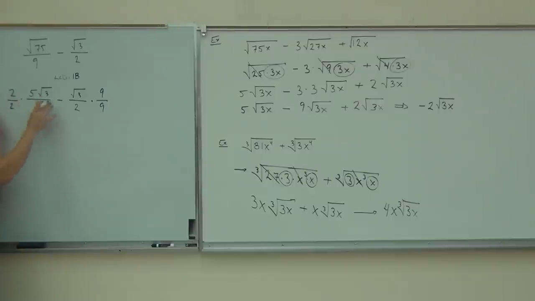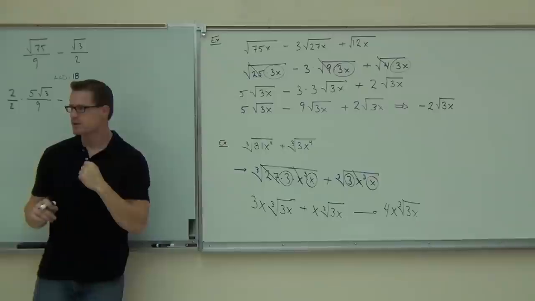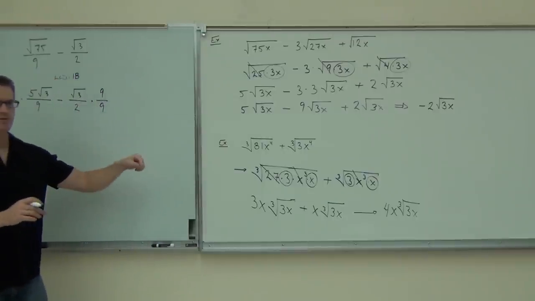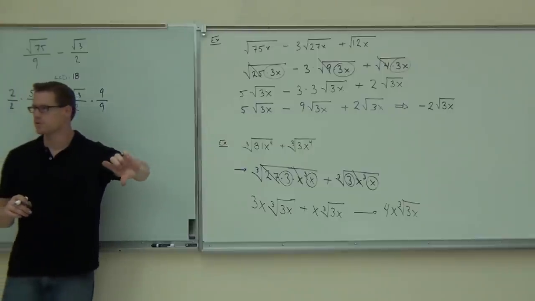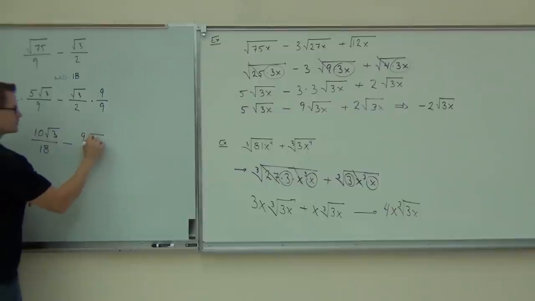So we're going to have to multiply these things. I want you to look back up here. We talked about this earlier. When you multiply 2 times 5 root 3, do you multiply the 2 times the 5, the 2 times the 3, or both? The 2 times the 5, not the 3. It's like multiplying 2 times 5x. You just do 2 times 5, and then you have that x, very much like a like term. So we would get 10 root 3, not 10 root 6, over 18, and then minus 9 root 3.